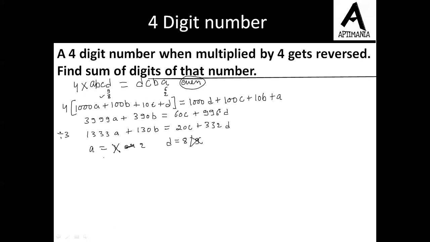So we have got the value of two variables out of 4, A is 2 and D is 8. So substituting the values, we'll get 2666 plus 130 times B, and this must be equal to 20 times C plus 332 into 8, which will make it, I think, 2656. On further solving, we'll get 10 plus 130B is equal to 20C. And dividing the equation by 10, we'll get 1 plus 13B is equal to 2C. Fine. Now we have already got the value of A and D. Now we need to find the value of B and C.